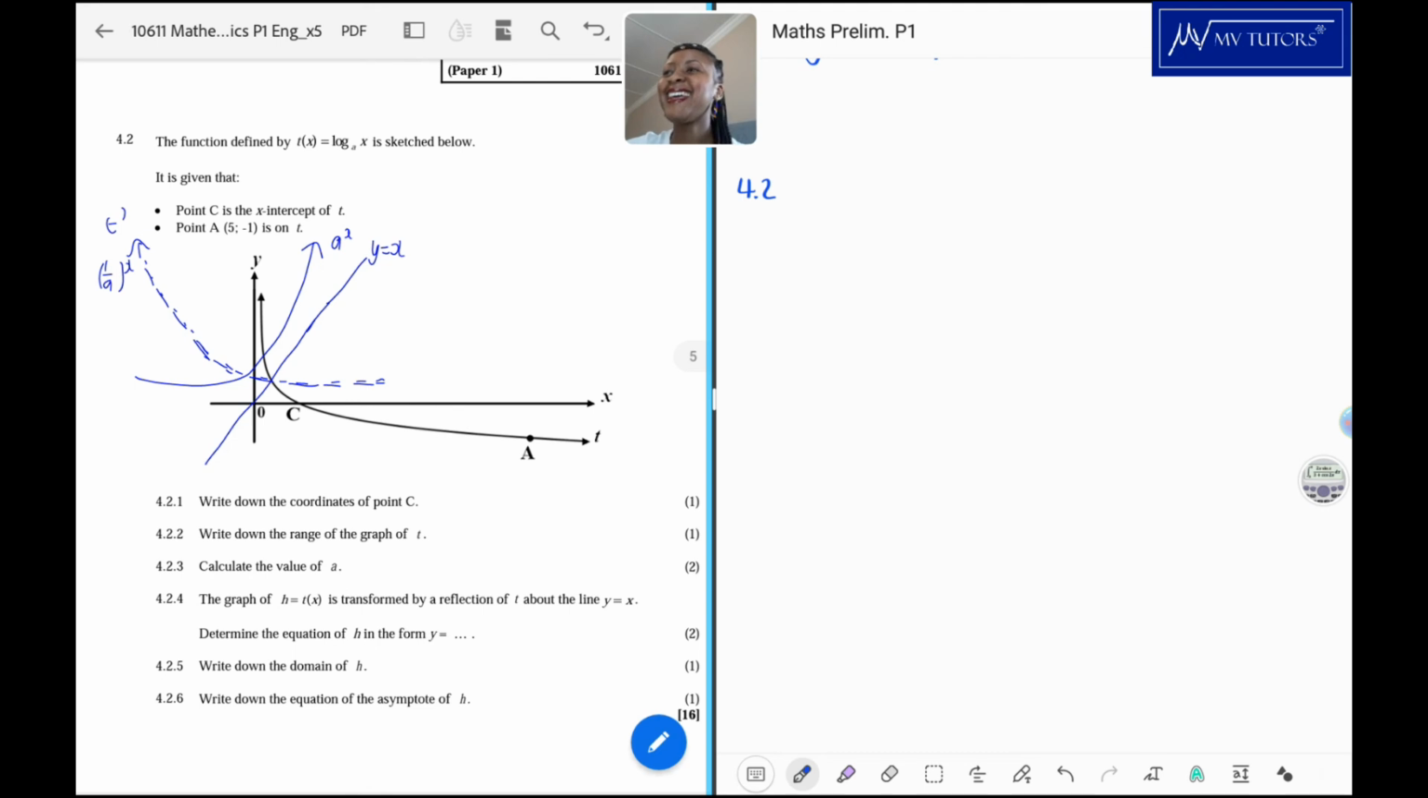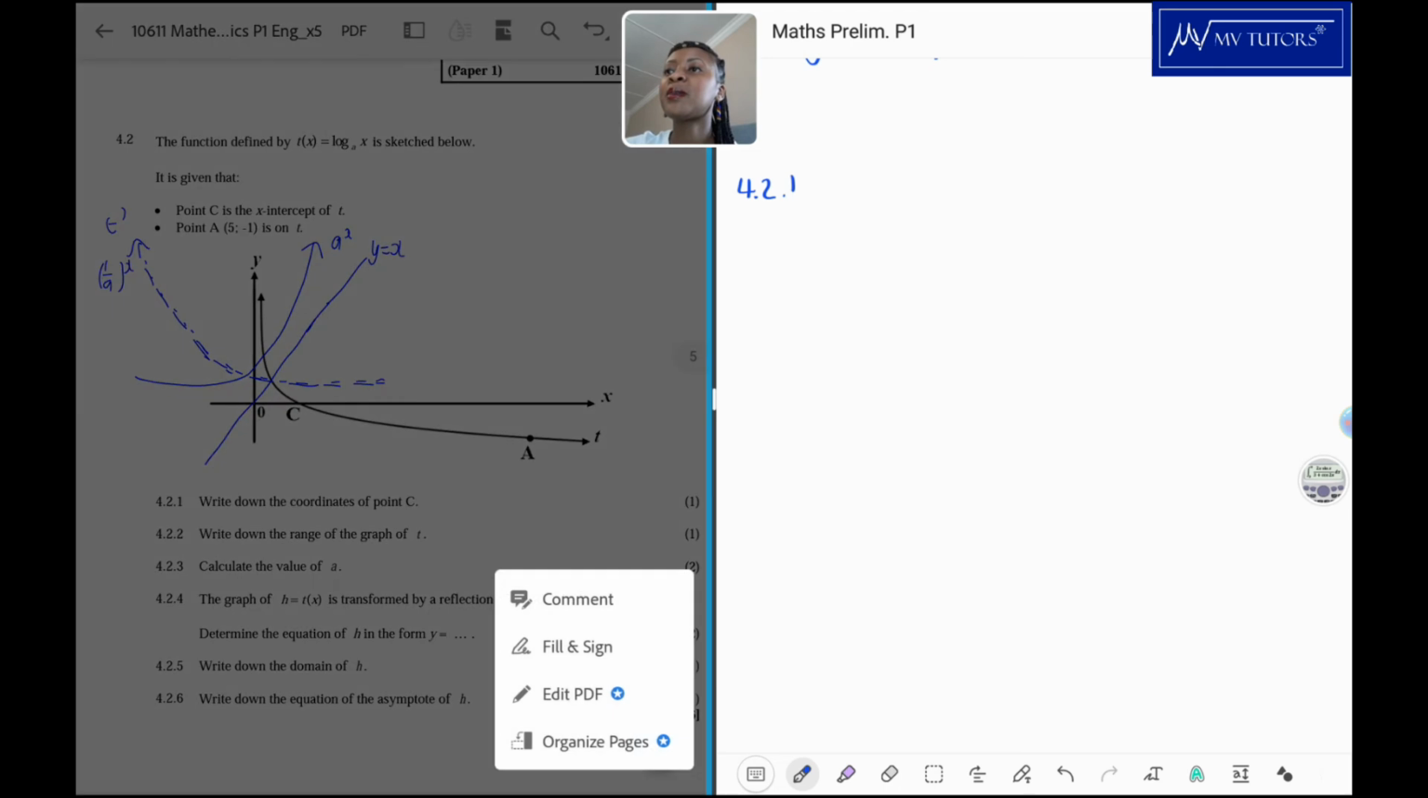But let's answer. So we have been given point C and point A. They tell us C is the x-intercept and point A, which is (5, -1), is on the graph T. So what do they want from us? They want us to write down the coordinates of C.